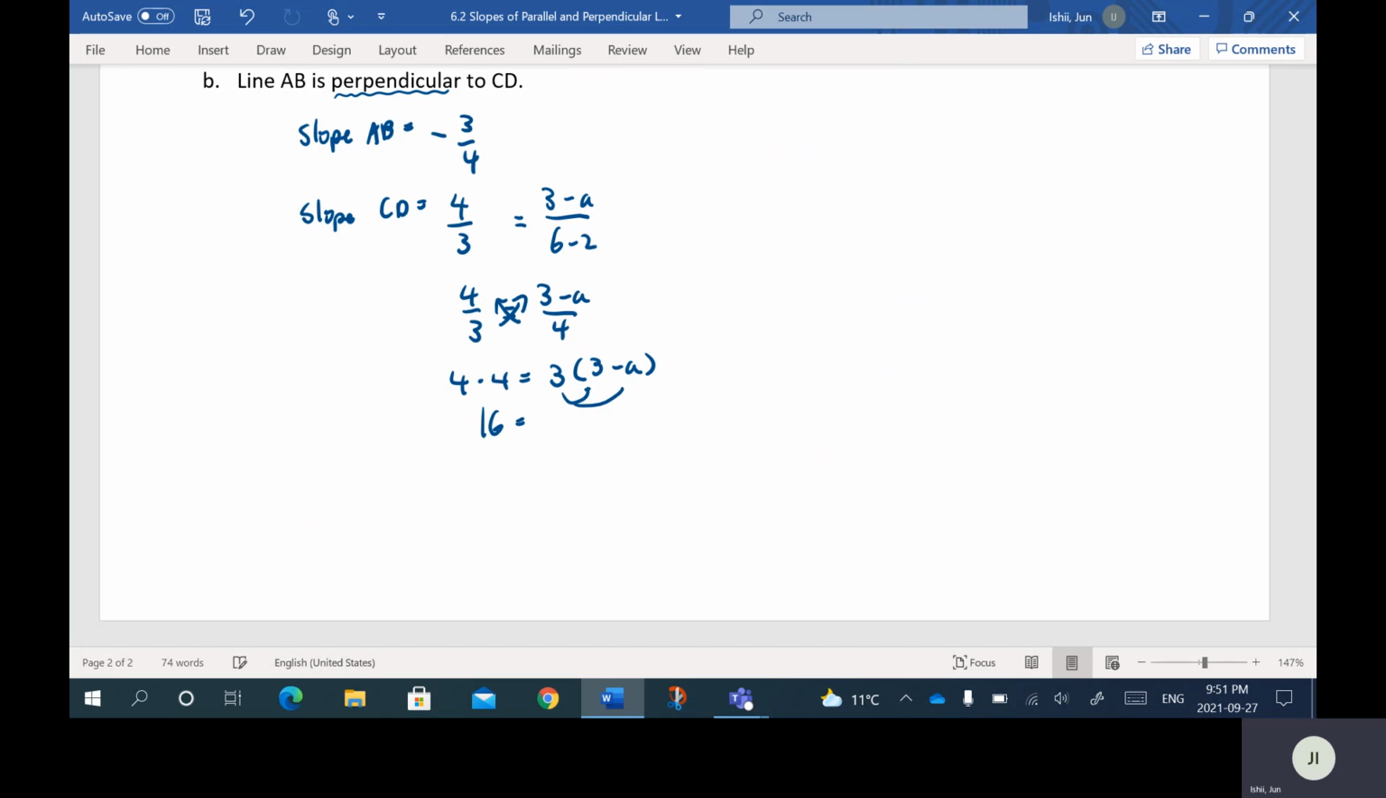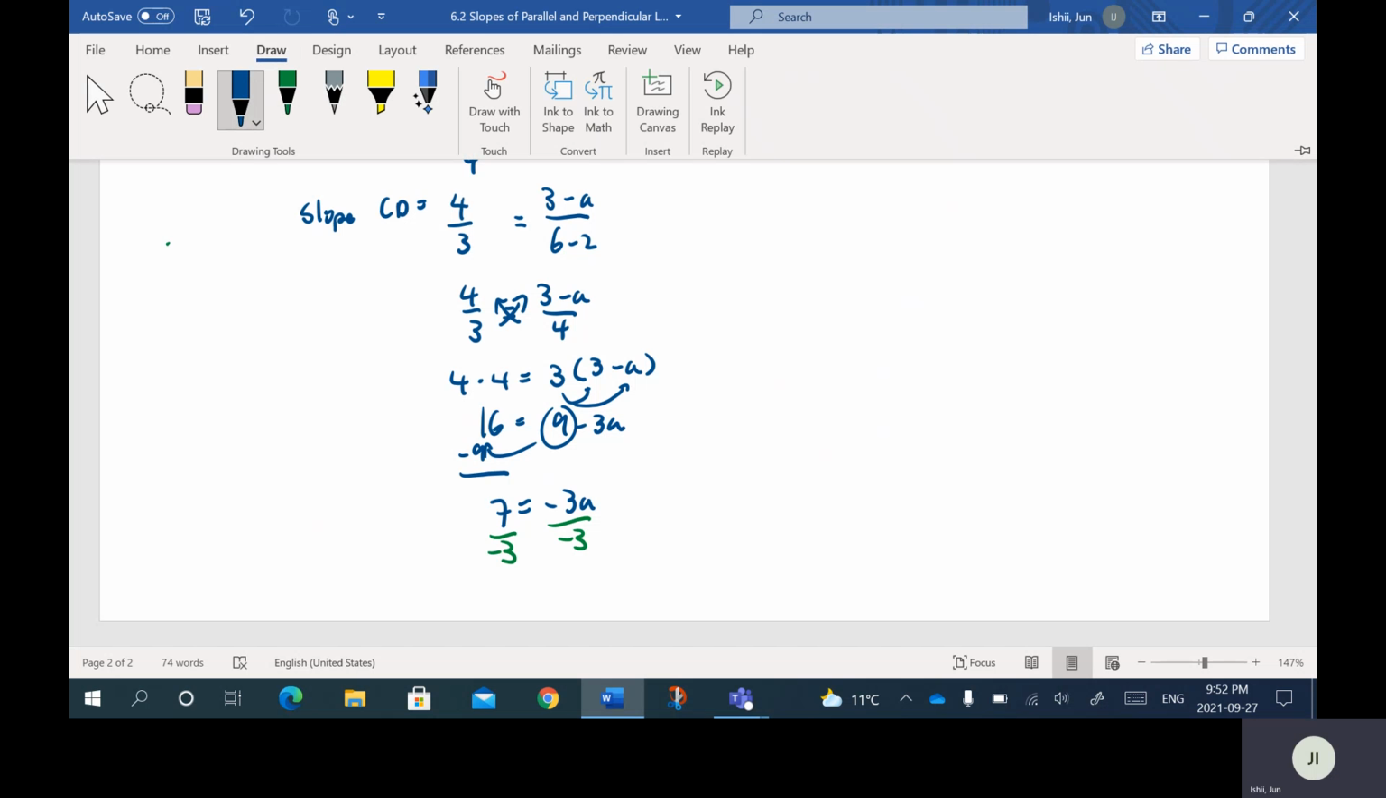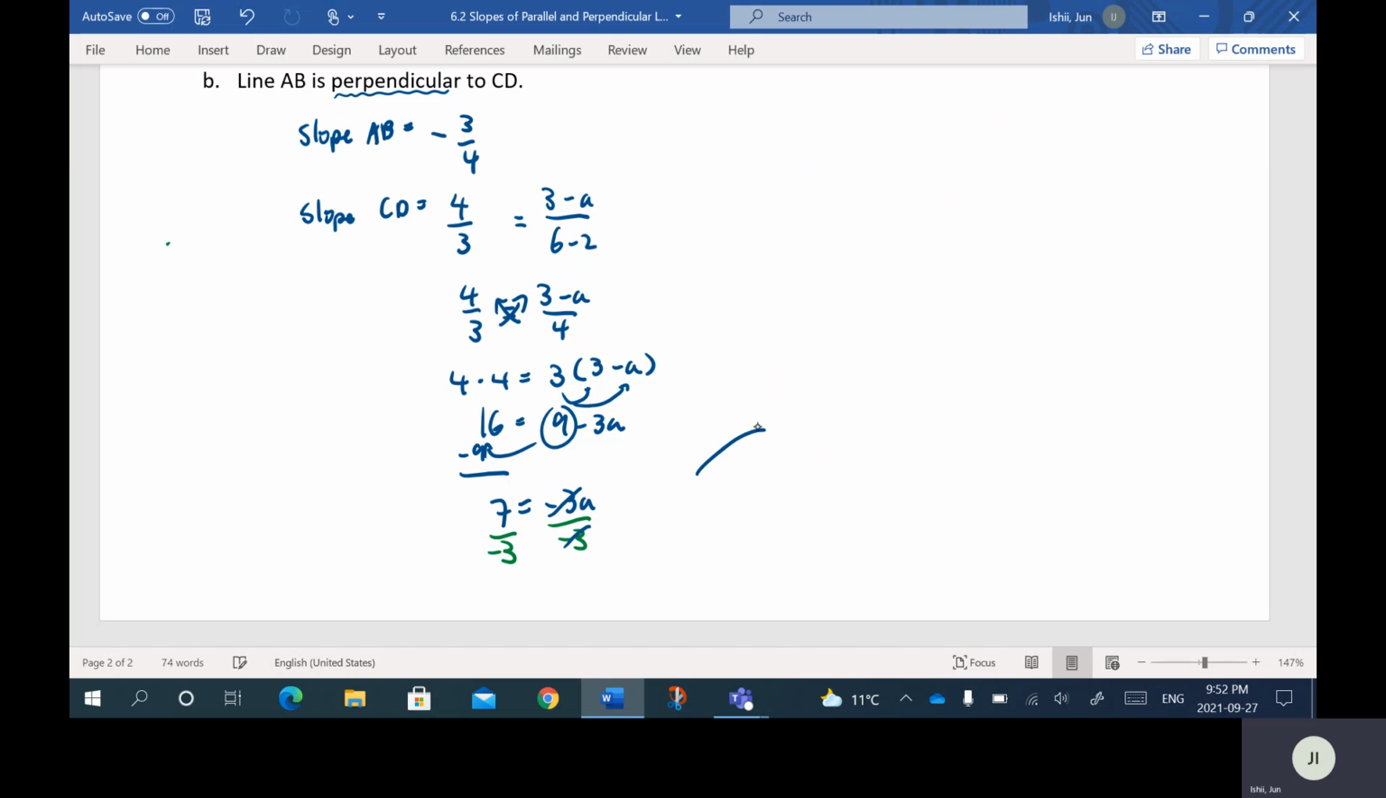Now on this side, I'm going to expand the brackets, so I get 9 minus 3A. Next, move the 9 over, so that's minus 9. 16 minus 9 is 7. I have negative 3A. Last step, divide both sides by negative 3. So A is going to equal negative 7 over 3. This would be the answer for A.